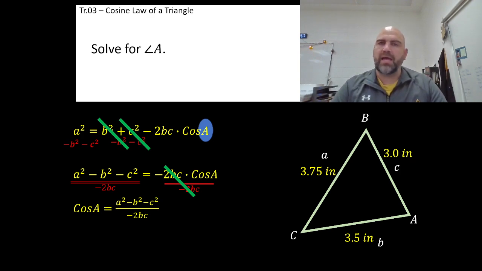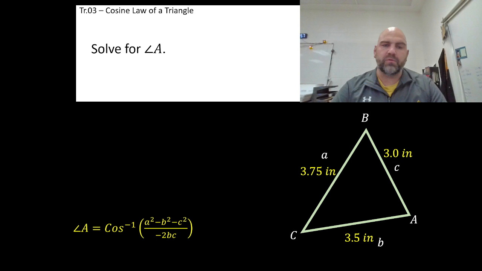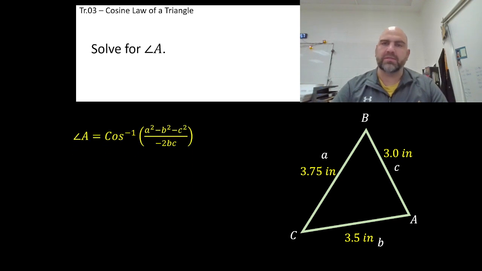Now, we haven't quite got to angle A yet. Because we're trying to find an angle, we have to do the inverse cos of both sides. And so to find angle A, we're going to do cos negative 1 of that grouping there. And I put it into brackets so that it's on its own. How can we use this to solve? Well, let's move that up to the top there. That looks nice. And let's plug in our values.